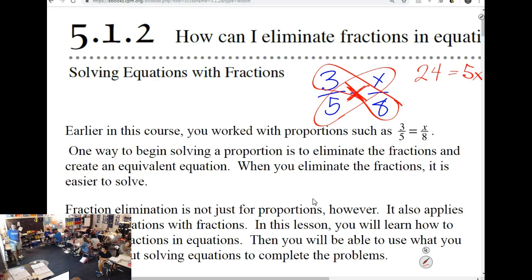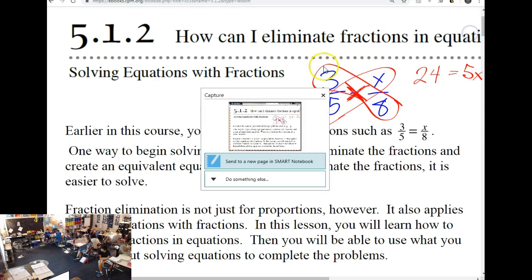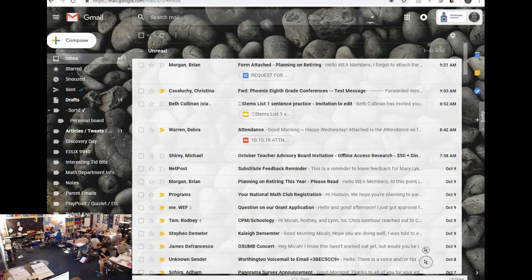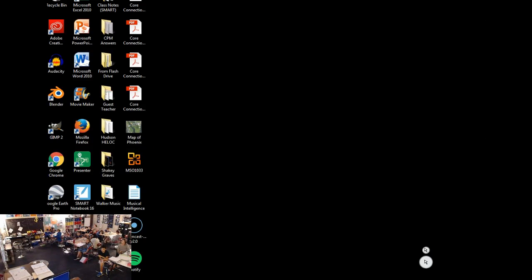If you want to make your work look good, I would put this below the proportion, but I don't have space. I should really move this up onto the TV, but I'm worried it's going to show you guys too much. And then we can solve it from there, right? To get x by itself, we would do what? Because x is stuck with multiplication of 5. What would we do to get x by itself? Anybody? We add 5 and x. Ooh, not add. We gotta divide, right?